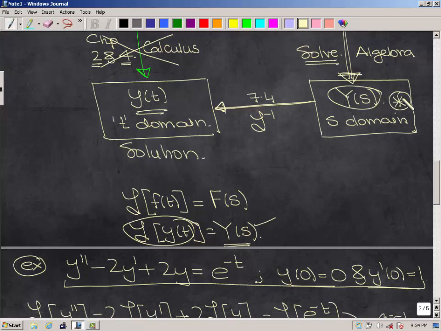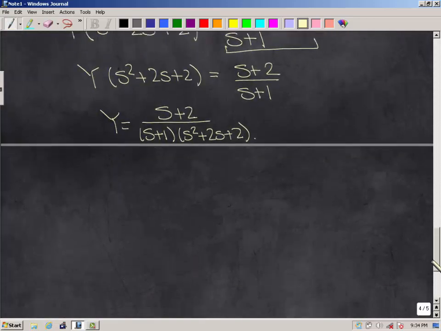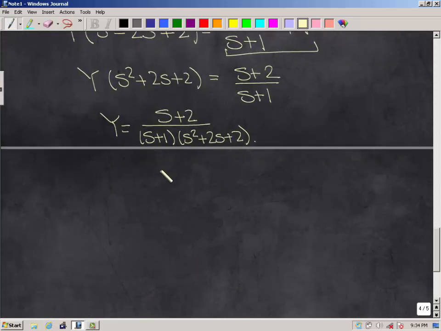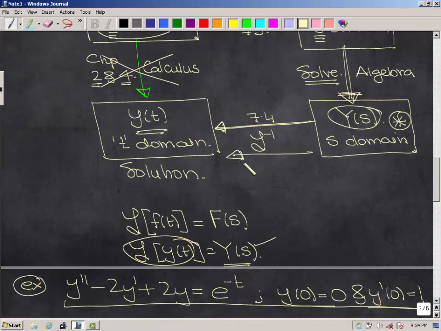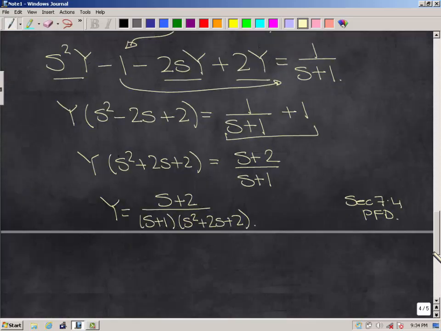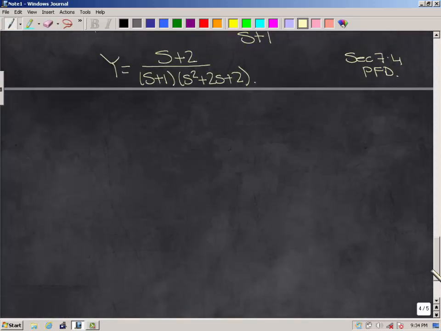Okay, we solve for big Y, but we're not done there yet because I can do a little bit better. So this is where we're going to use what we did in section 7.4, which is partial fraction decomposition. We want to do the decomposition of this so we can do this last step very quickly. Alright, so let's do that on the side. Let me go ahead and call this 1 so I can come back to it later.